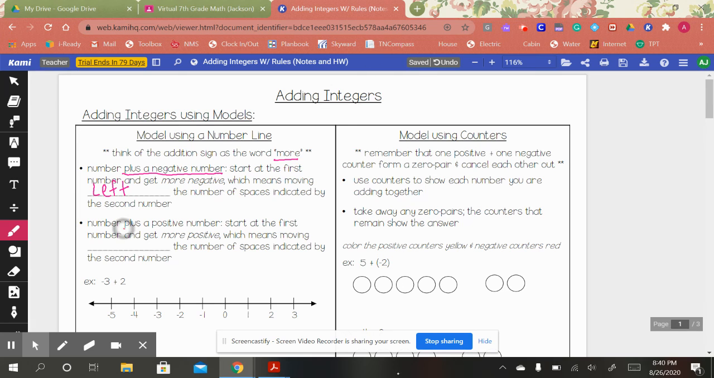A number plus a positive number. Start at the first number and you're going to get more positive, which means moving right on the number line.